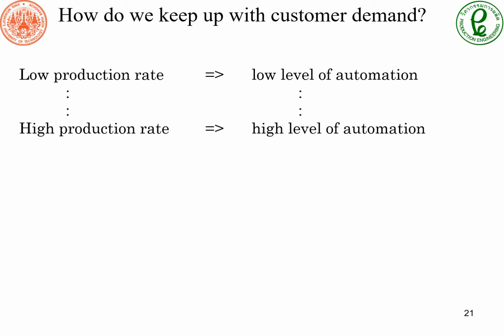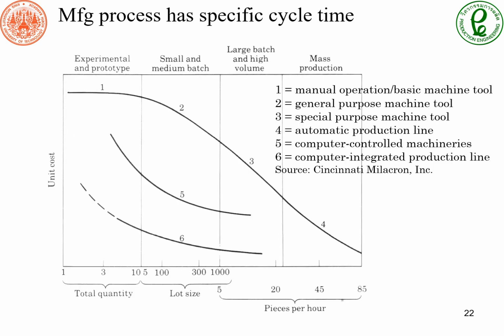Manufacturing or building a house will be very different from manufacturing bottles of drinking water. Generally, if we need a low production rate, our manufacturing facilities will have a low level of automation. If we need a high production rate, our manufacturing facilities will have a high level of automation.